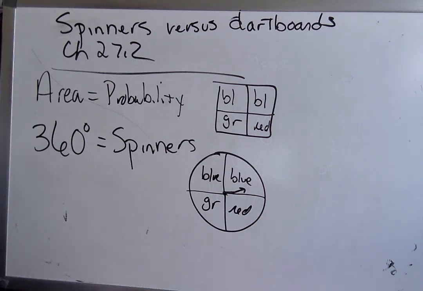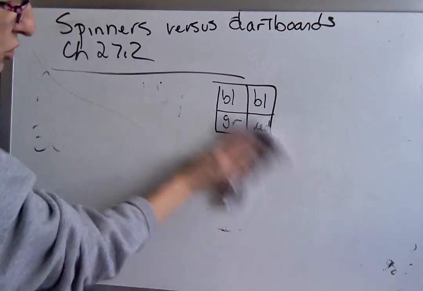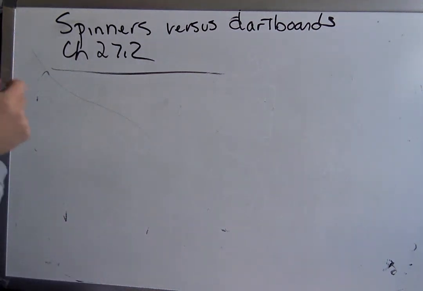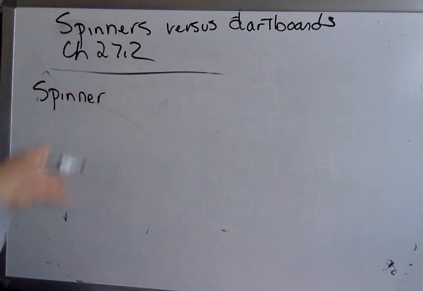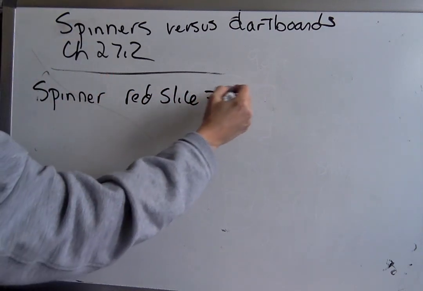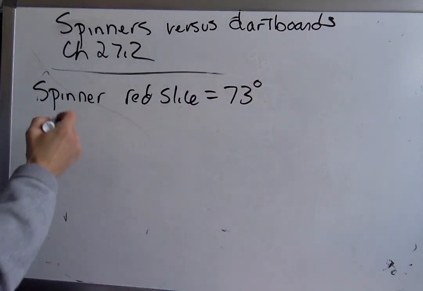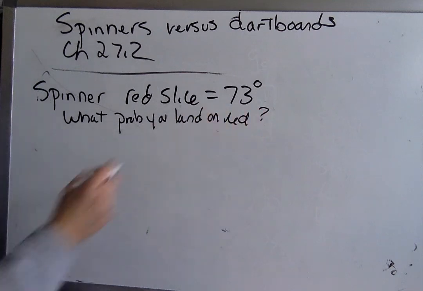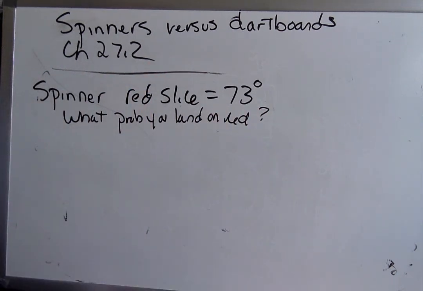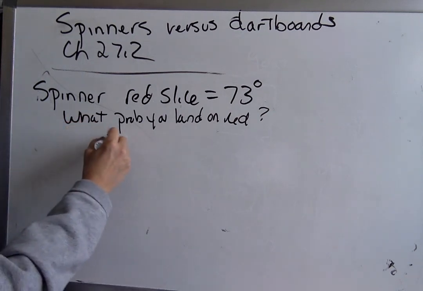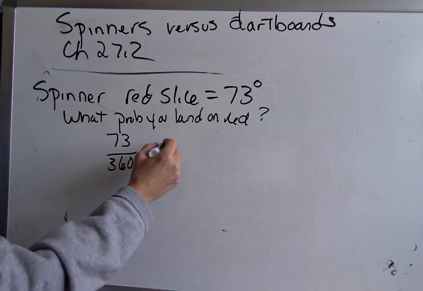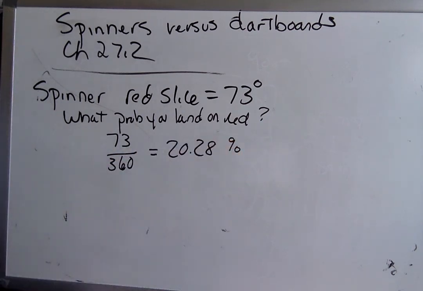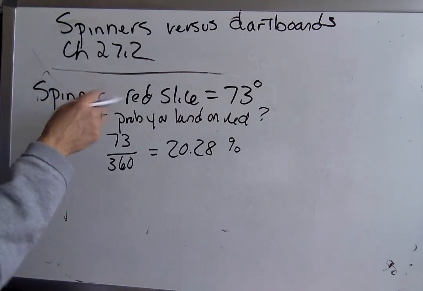I know there's a few other ways they handle spinners in the book, so I want to do that first before I get back to how you can make sure that a student is really viewing it as a spinner. Let's just do a couple quick little things. It doesn't even have to be a picture. They tell you we have a spinner and the red slice is 73 degrees. And then they ask, what's the probability you land on red? So it's all about central angle over 360 degrees. So 20.28%.